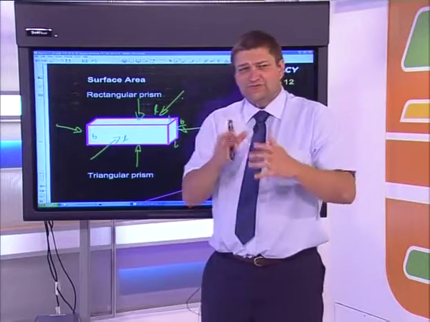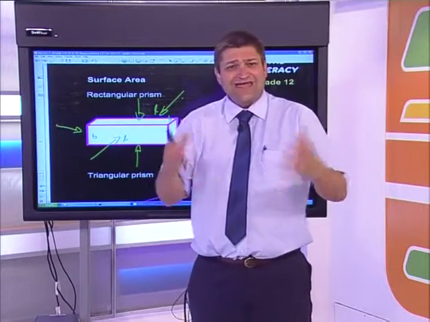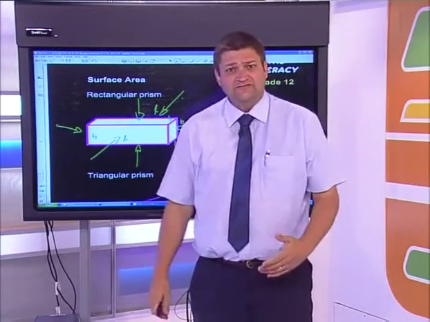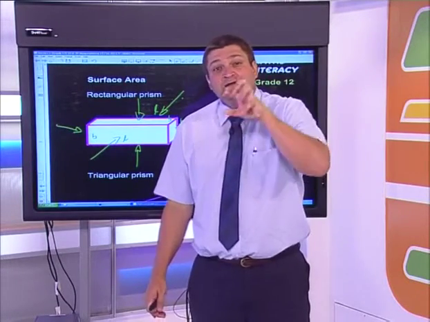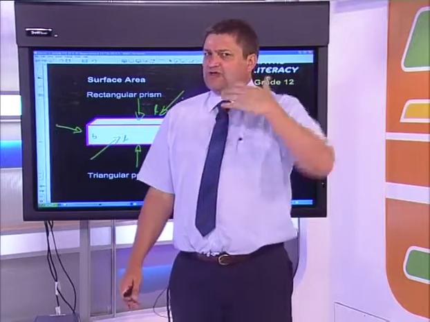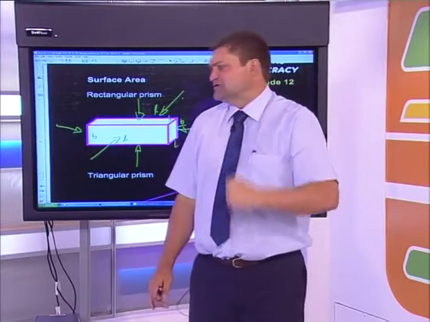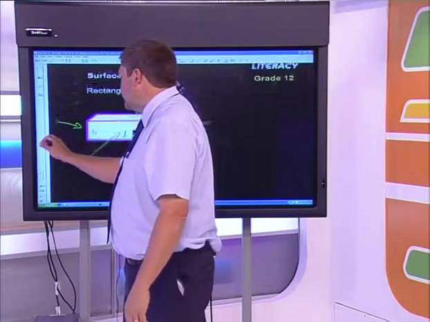Now guys, once we've got all those areas, we add them up. And voila, there's our answer. This is not hard stuff. But it's based on area. That's why we teach area before we look at surface area. Let's have a look at a triangular prism.